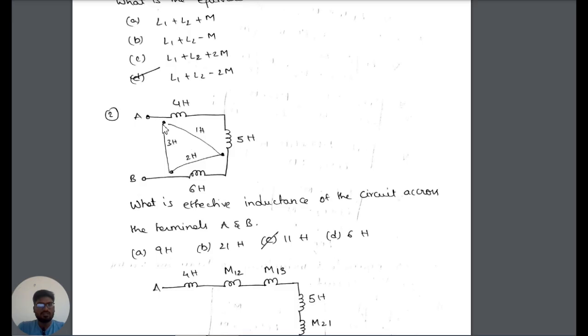Now just two small questions. The first question is, as we have seen this series coupled circuit, what is the equivalent inductance? The answer is L1 plus L2 minus 2m. For this circuit, you can try on your own, as one example is discussed above. What is the effective inductance of the circuit across the terminals A and B? The answer is 11 Henry.